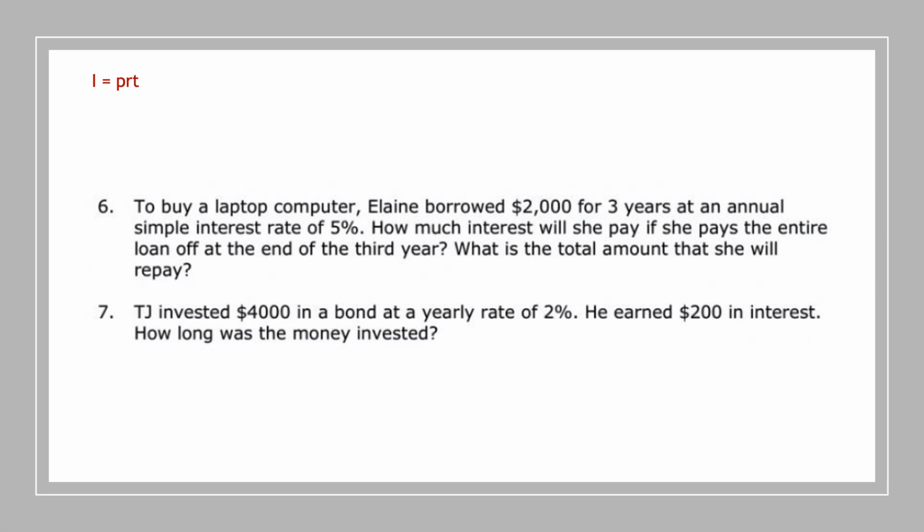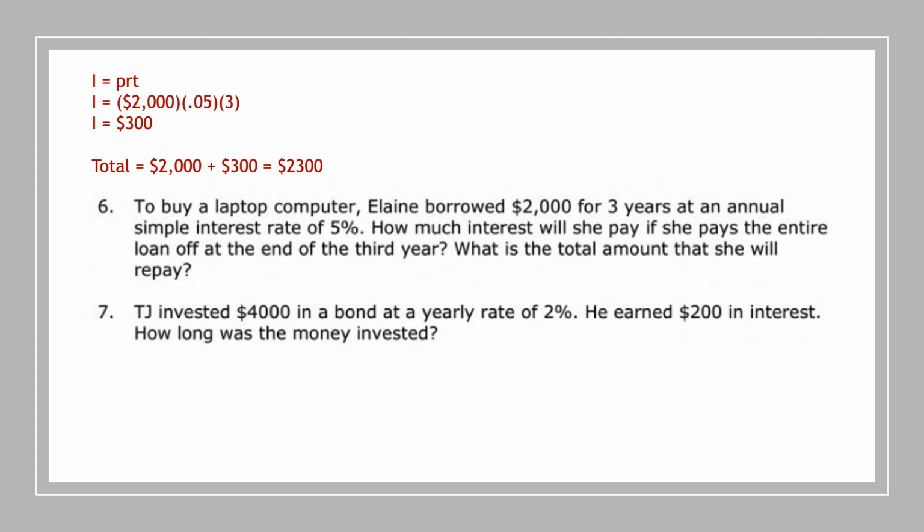Okay, so for number 6, buying that laptop computer, we're borrowing $2,000 for 3 years at 5% interest. And if I multiply that all out, I'm going to get $300. So that's how much interest she will pay. What's the total amount to repay? The cost of the laptop plus the interest, which is $2,300.